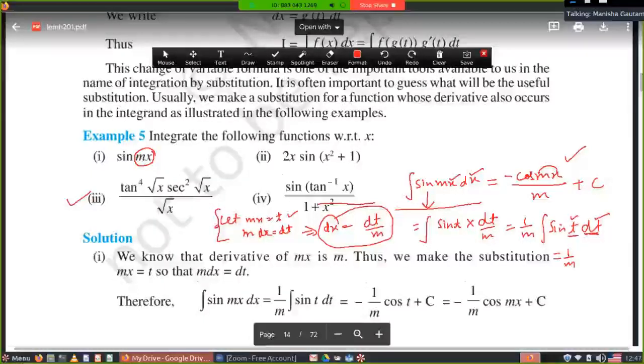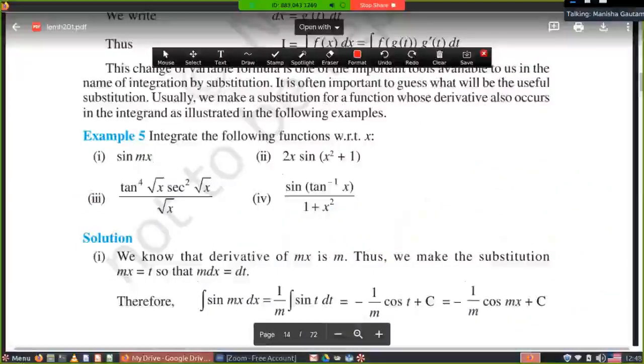Then what is the integration of sin t? As you know, it is minus cos t plus constant, and put the value of minus here. cos of t, and what you have taken t to be, that is mx. So put again t equal to mx plus constant. This is the answer. Here it is written. You can do it like this by the substitution method.